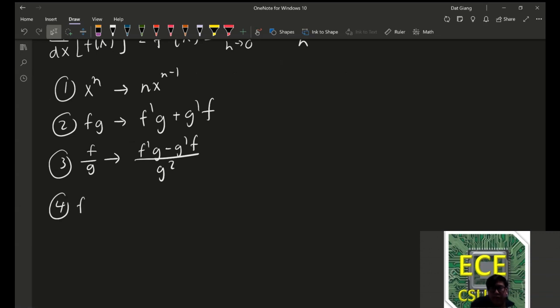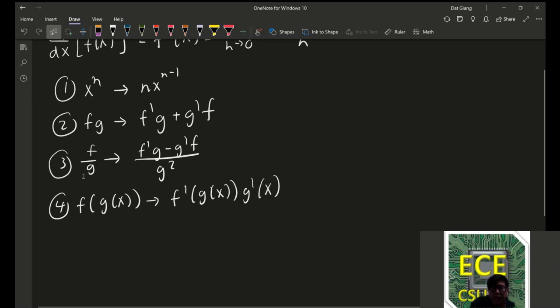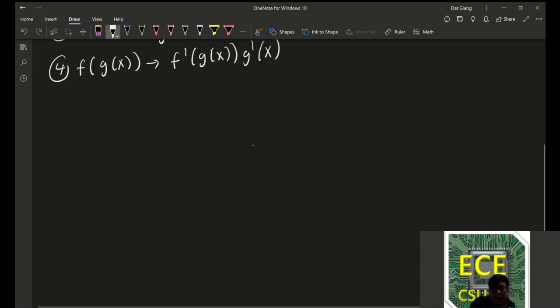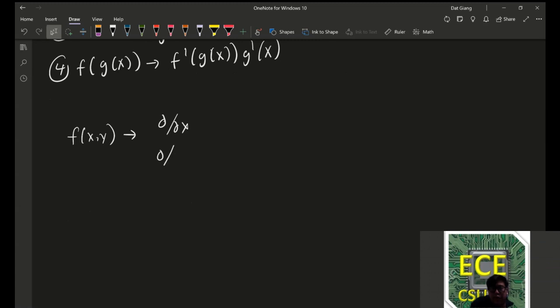If we have a function nested inside another function that's dependent on x, then by the chain rule, we have f prime of g of x, g prime of x. And these rules were important for introducing a lot of important concepts in derivatives. Now, we will extend this to multivariable. First, given a function f of x, y, we intend to ask ourselves, what's the partial derivative with respect to x, and what's the partial derivative with respect to y?